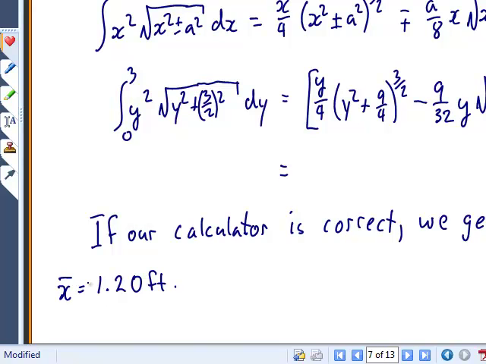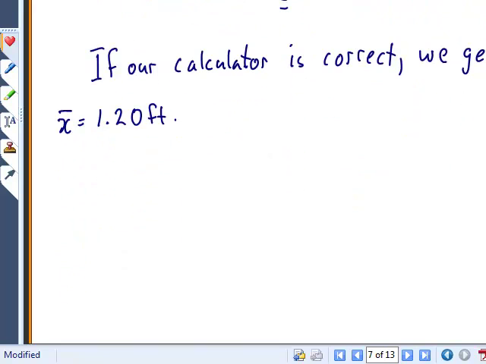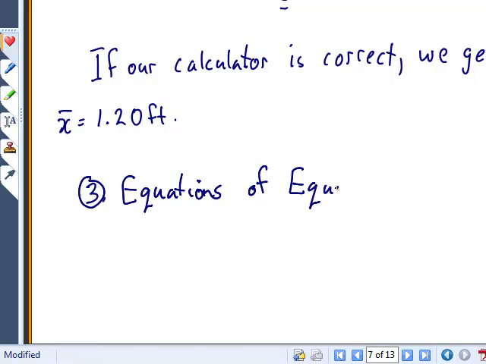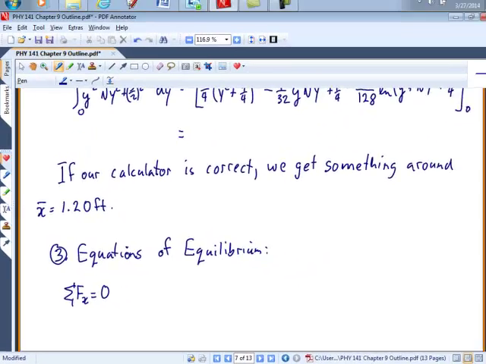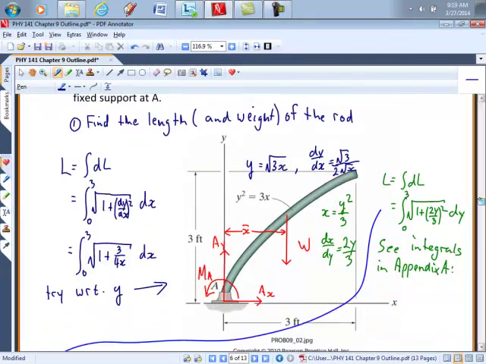Right, now we can do the equations of equilibrium. So we're doing the equations of equilibrium for the rod. Start with net force in the x direction equals 0. What forces are acting in the x direction? Just AX. So AX is going to be equal to 0.